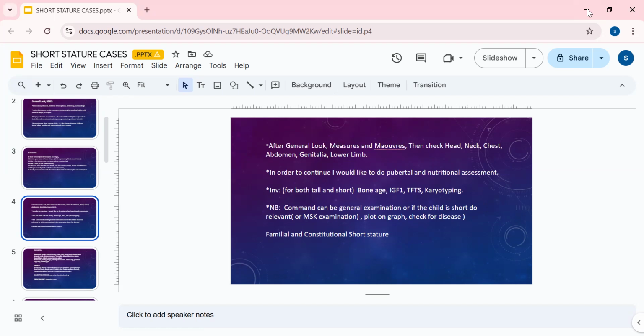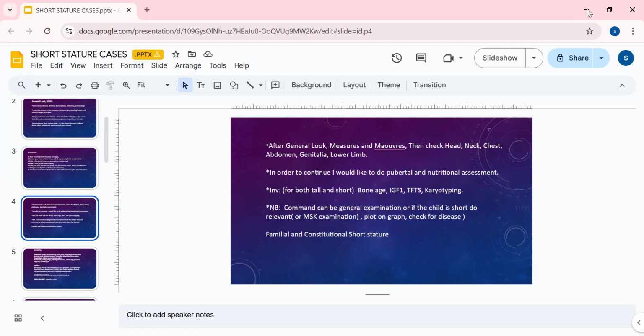At this time, that is why the mid-parental height is important. Because if they fall within the range of the mid-parental height, that means they are familial or constitutional short stature. If they are falling even below the norms of the mid-parental height, it means that's a pathological stature. And the other differentiating point between the familial and constitutional short stature is the bone age.